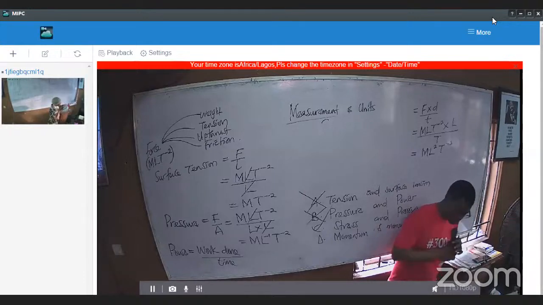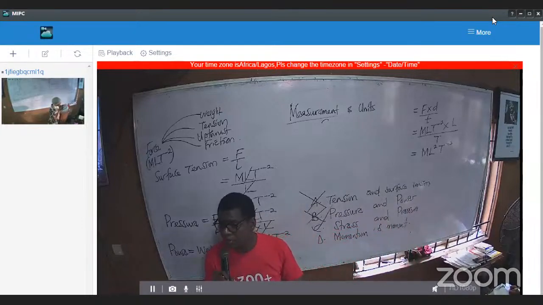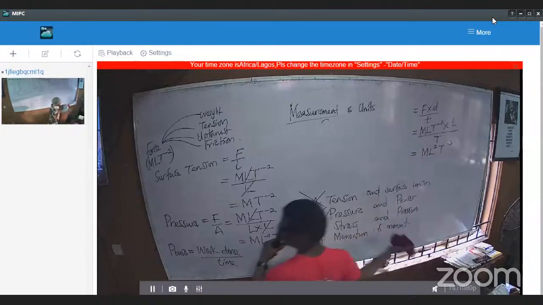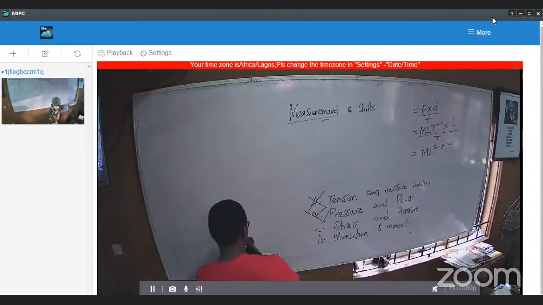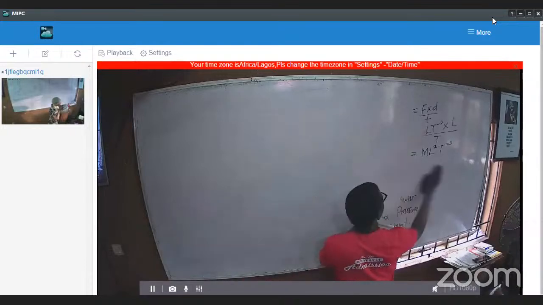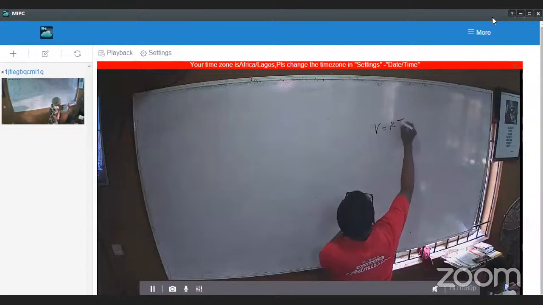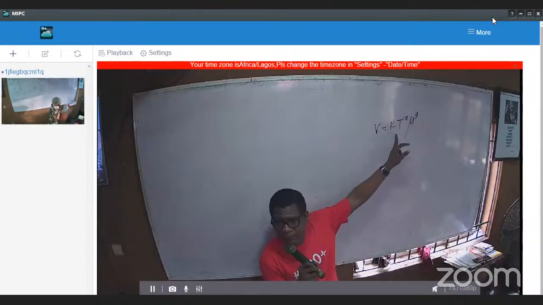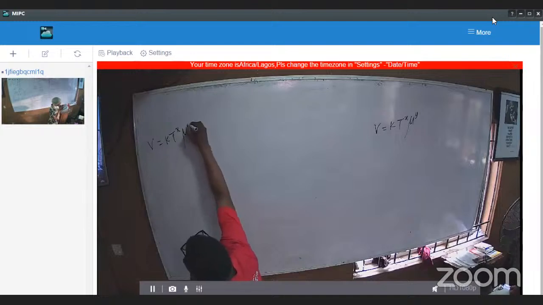Question 5. The velocity of a musical note in a stretched string is expressed as V equals K T raised power X mu raised power Y.